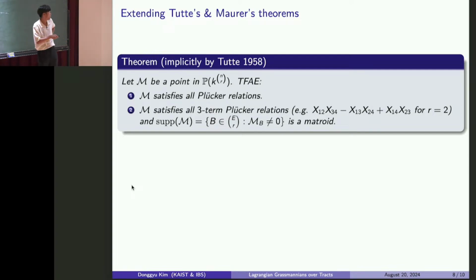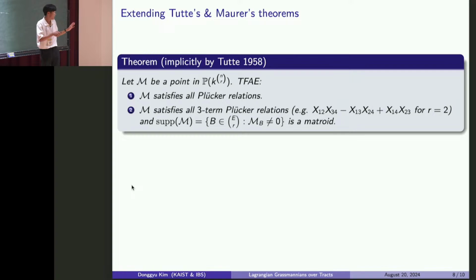So what he proved is, if we have some point which satisfies all Plöcker relations, this is nothing but our representation of the matroid, or you can also consider this as a linear space. And it is if and only if it satisfies all three-term Plöcker relations, which look like this. This is the easiest non-trivial one. This is actually not enough to recover all Plöcker relations, but if we assume that the support forms the basis of our matroid, then by induction you can easily recover all Plöcker relations.